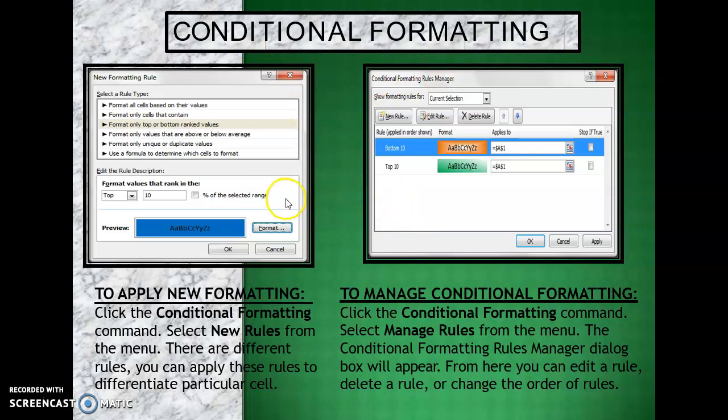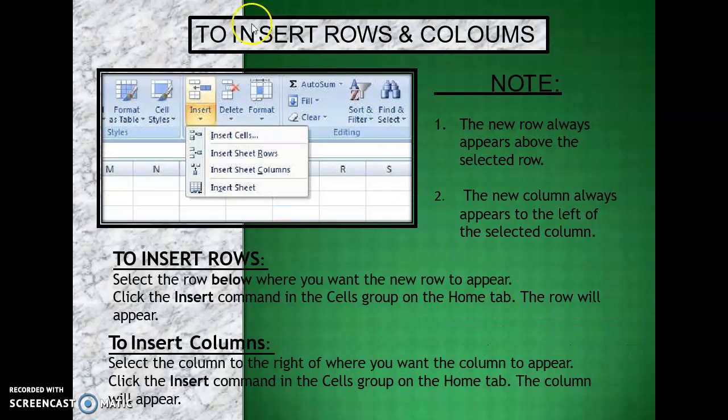So, conditional formatting. To apply new formatting, you can click the conditional format and then select new rules from the menu. There are different rules, so you can apply this rule to differentiate particular cells.